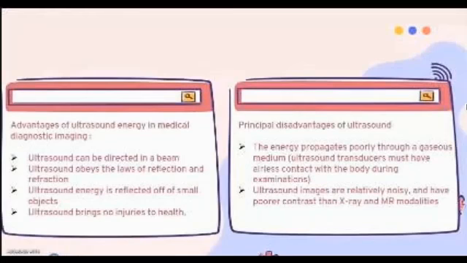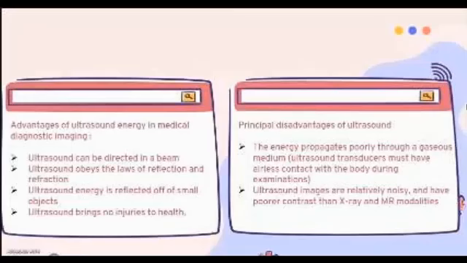Advantages of ultrasound energy used in medical diagnostic imaging. The first one is ultrasound can be directed in a beam. Ultrasound obeys the laws of reflection and refraction. Ultrasound energy is reflected off of a small object. Ultrasound brings no injuries to health.